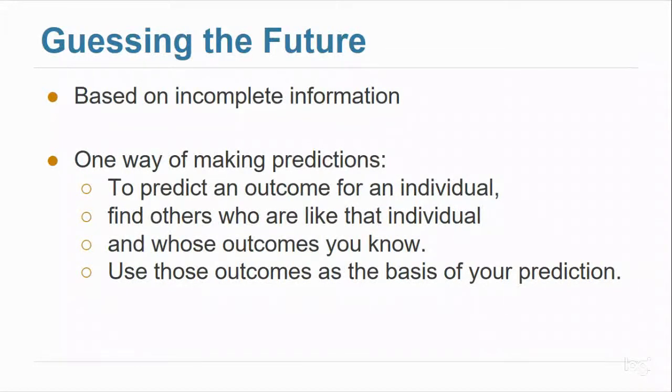One way of making predictions is the following. To predict an outcome for an individual, we'll find others who are like that individual and whose outcomes we know. Then we'll use those outcomes as the basis of our prediction.